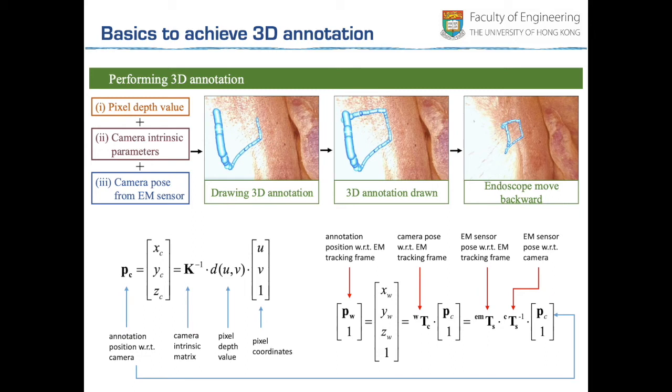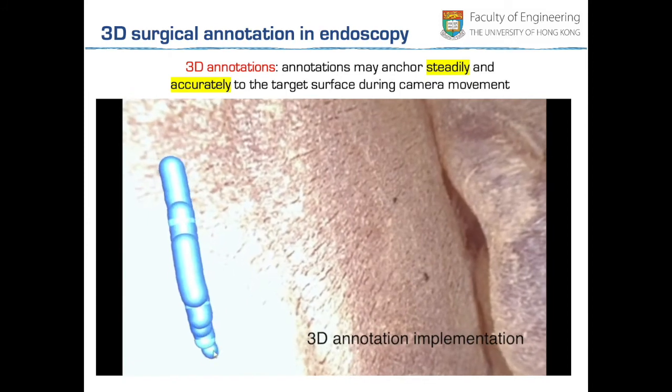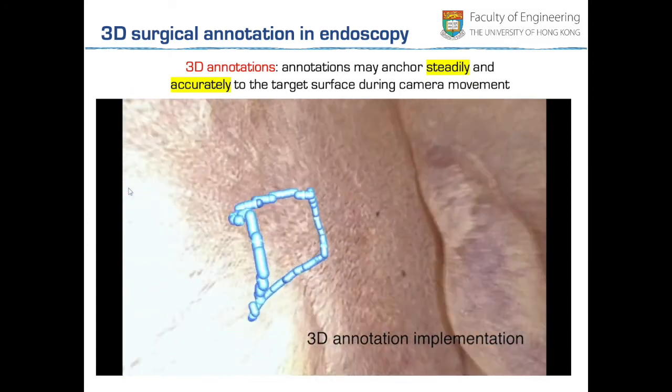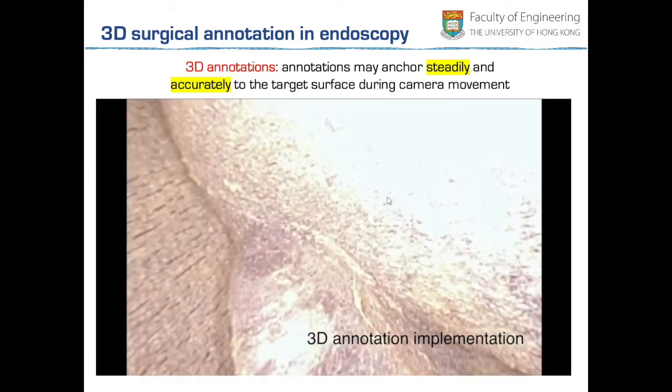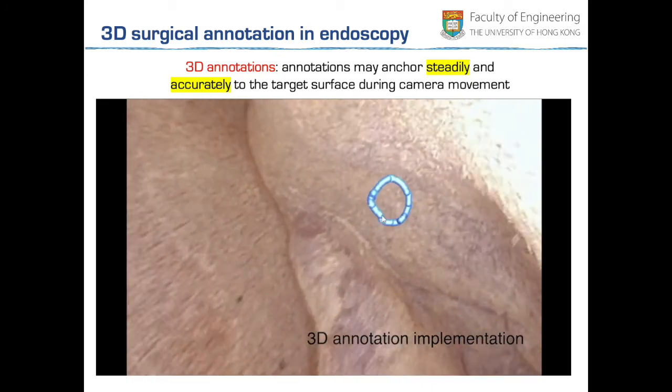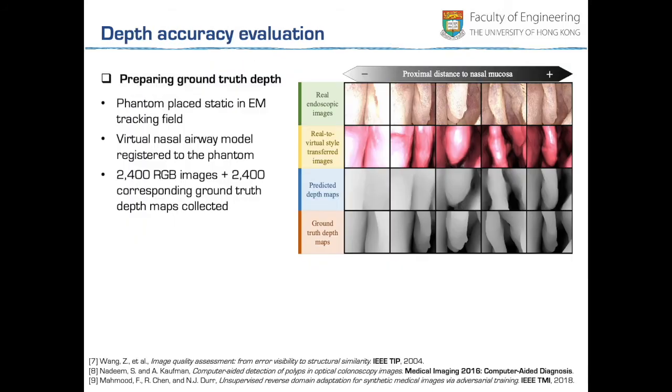So this is a video showing the process of instantiating 3D annotations by moving the laryngoscope inside the nasal cavity of the phantom. It is important for 3D annotations to be placed with fairly accurate depth and kept steady.